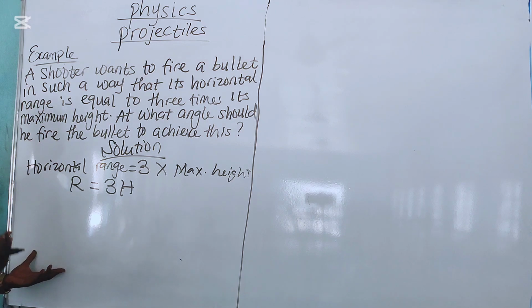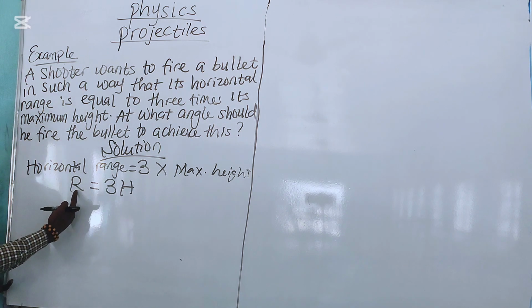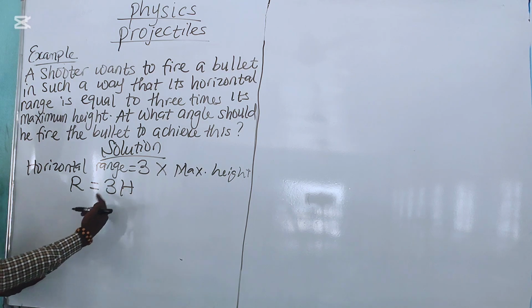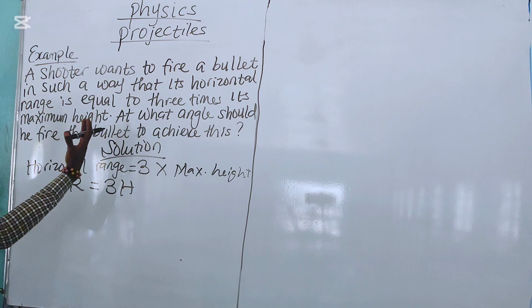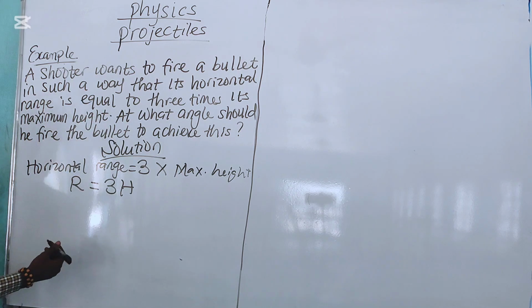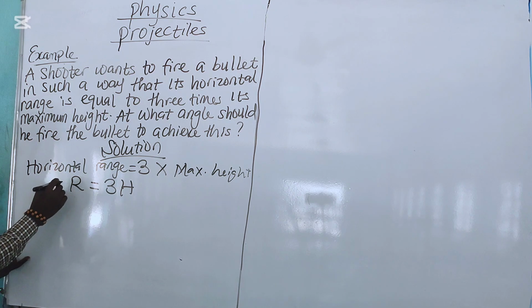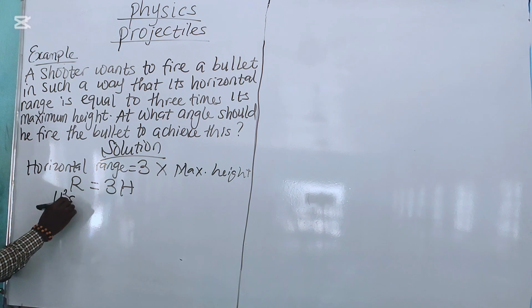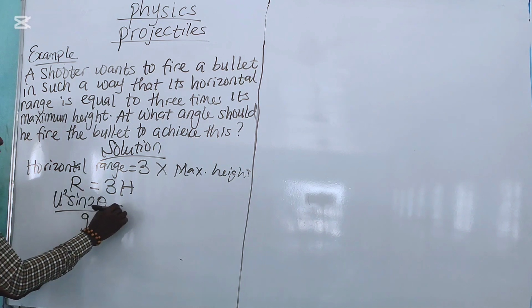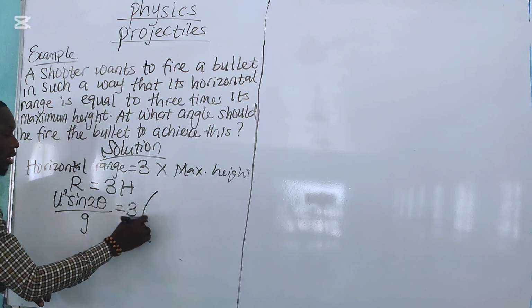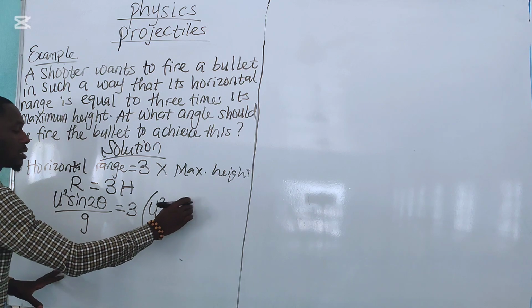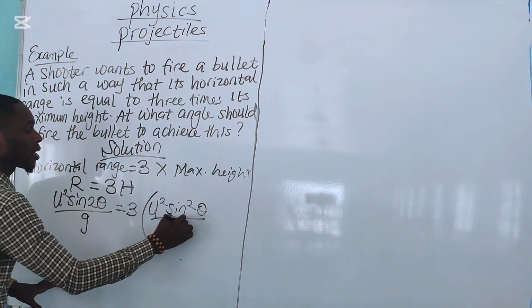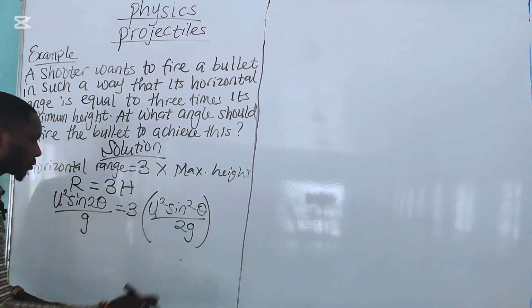Let's substitute our equation for the range of a projectile and for the maximum height of a projectile. Remember that it is projected from the horizontal. The range of a projectile we know is u square sine 2 theta over g, and it is equal to 3 times the maximum height of a projectile, which we know is u square sine square theta over 2g.